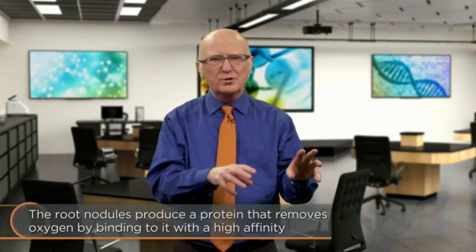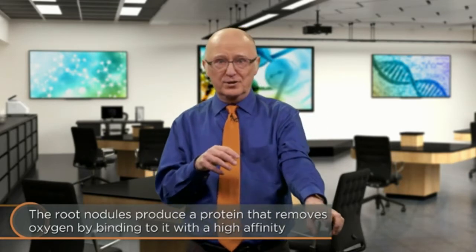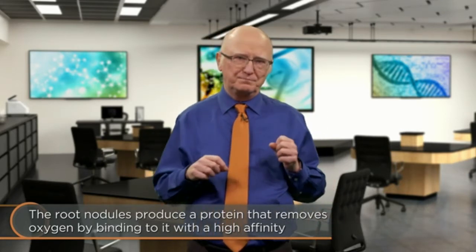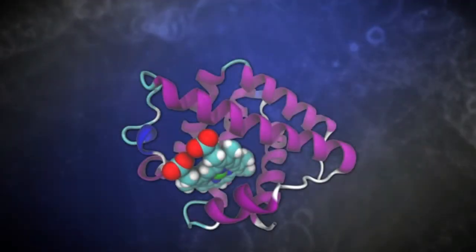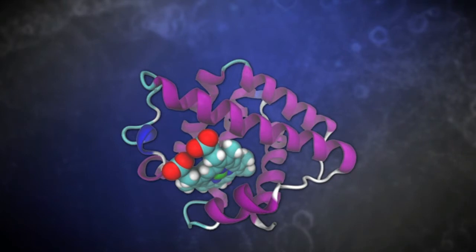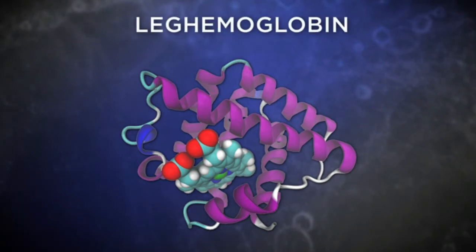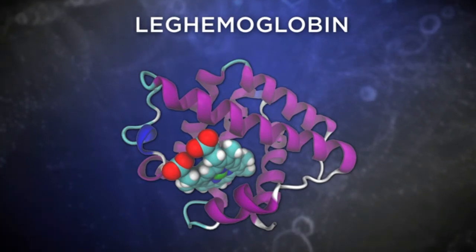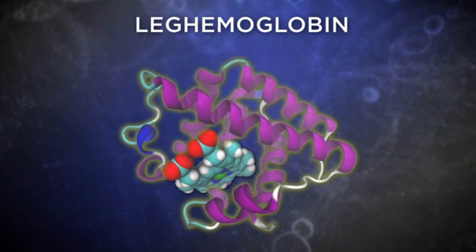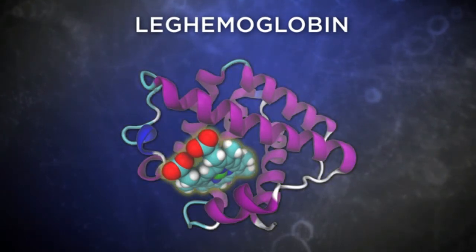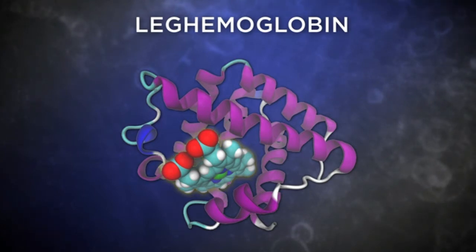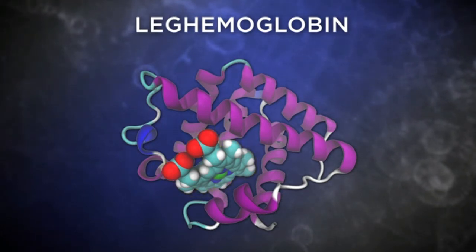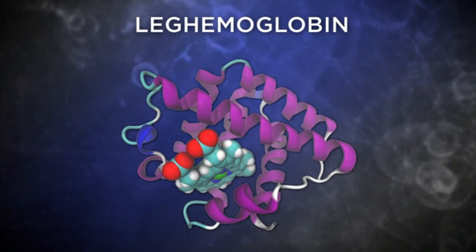So the root nodules produce a protein that removes oxygen by binding to it with high affinity. Do you remember any proteins that bind oxygen? Of course you do. Hemoglobin and myoglobin. Interestingly, plants called legumes make a related protein called leghemoglobin. Not leg as in your leg or arm, but rather leg for legume. Leghemoglobin resembles myoglobin. It has a single polypeptide chain, a heme group with iron, and it's even red, like ours. Leghemoglobin is a joint construction project between the bacteria, which make the heme, and plant cells, which make the globin protein.